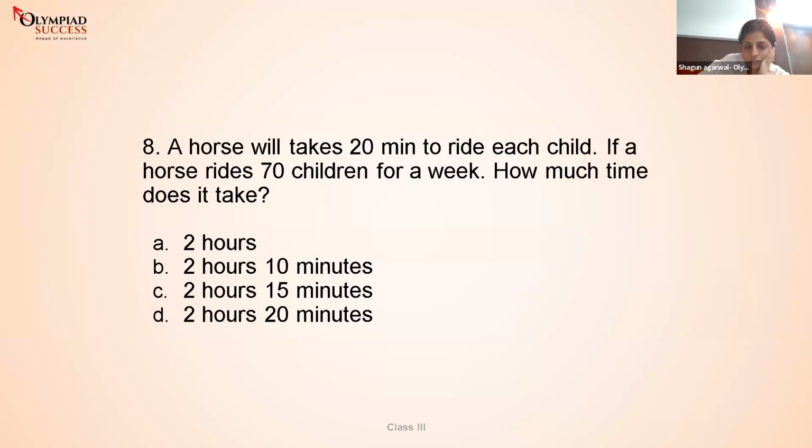Okay, there's just some error in the sum. Let's take this to be 7 children. Okay. A horse takes 20 minutes to ride a child. If the horse rides 7 children, how much time will it take?